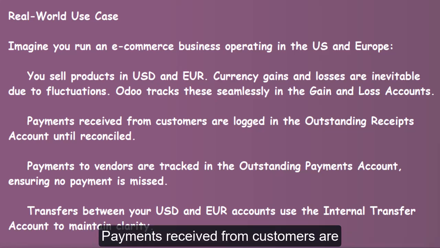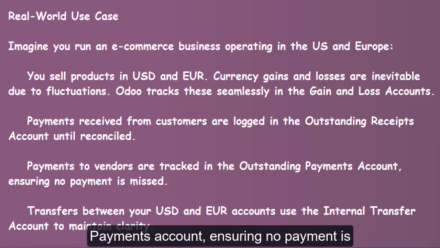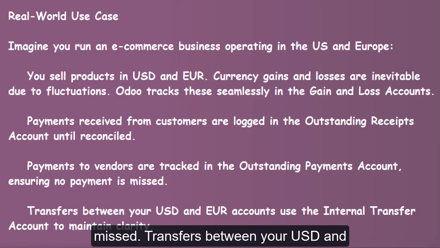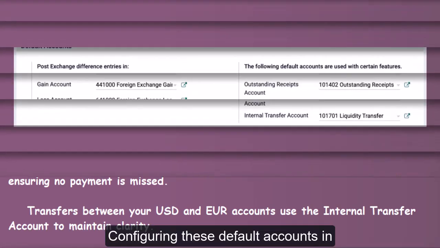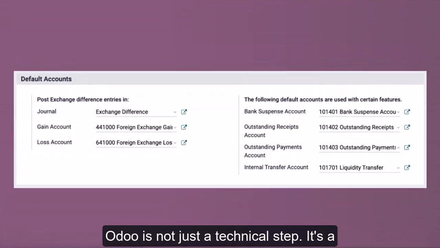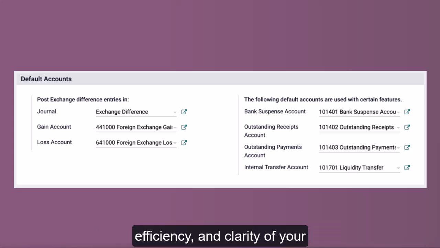Payments received from customers are logged in the Outstanding Receipts account until reconciled. Payments to vendors are tracked in the Outstanding Payments account, ensuring no payment is missed. Transfers between your USD and Euro accounts use the internal transfer account to maintain clarity. Conclusion: configuring these default accounts in Odoo is not just a technical step, it's a strategic move to improve the accuracy, efficiency, and clarity of your accounting processes.